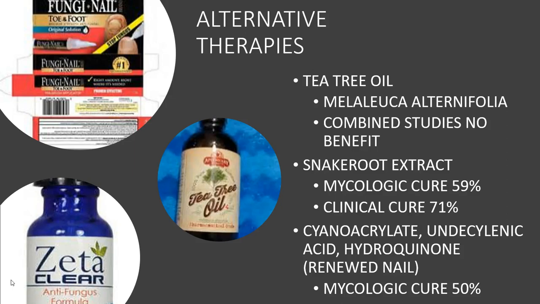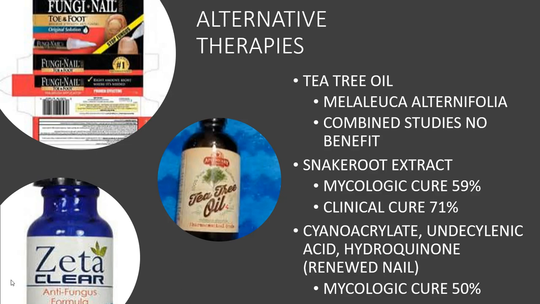Other agents that have been reported for use in onychomycosis include tea tree oil, although multiple studies seem to indicate it really has little benefit for the treatment of onychomycosis. Snake root extract has been reported as having a clinical cure rate of 71% and a mycologic cure rate of 59%.